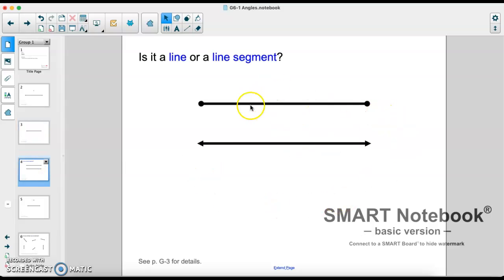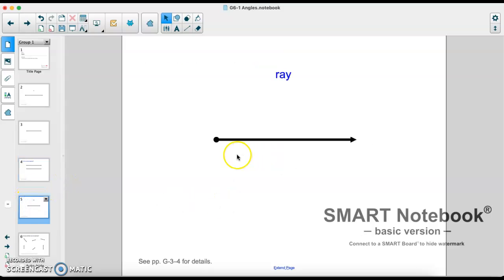So again, just to reinforce this, the one with the dots is a line segment. You can measure this. It has a start and an end point. And then this is a line. The arrows mean that it goes on in both directions forever. Now, this one is called a ray. Notice that it has one dot, or one endpoint, and that it goes on in one direction forever, because there's only one arrow.